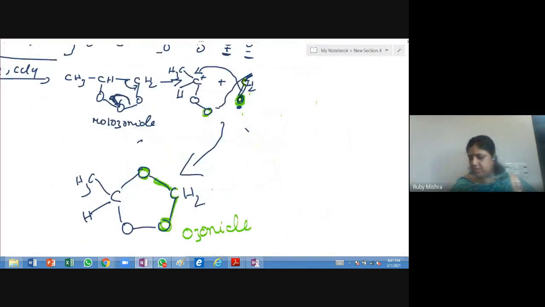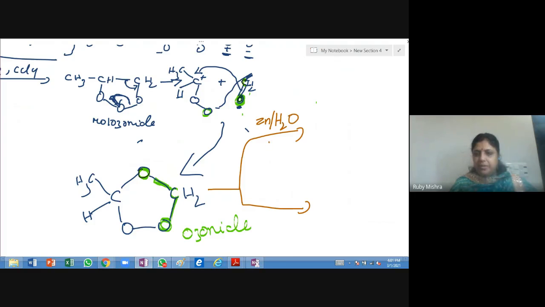So this ozonide is formed. Now for ozonide, there is again the possibility of reductive or oxidative cleavage. Suppose we have reductive cleavage, so we will be getting CH3CH=O plus CH2=O.